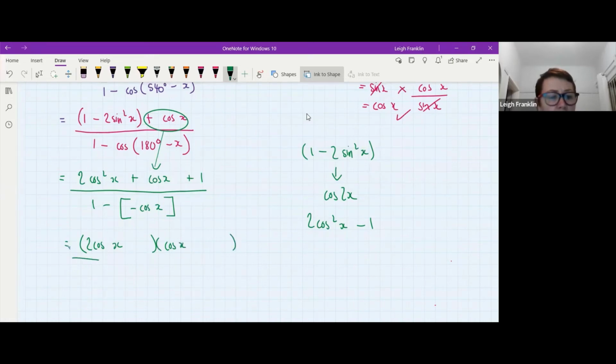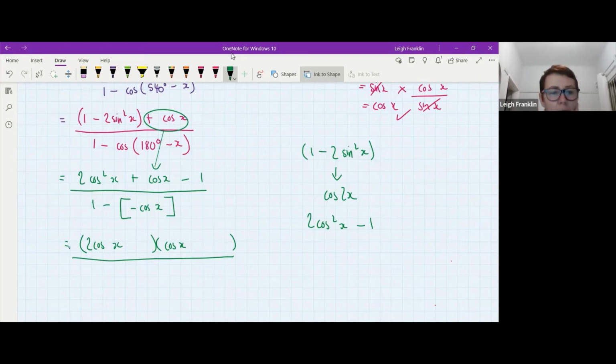Yes, Aisha, what's your question? Ma'am, I see that you took the cos x and put it in the middle, but since we took it from 2 cos squared x minus 1, isn't it supposed to be minus 1, not plus 1? I just don't understand how it's plus 1. Oh, sorry, you're quite right. It is minus 1. Sorry, my mistake. I don't know why I wrote plus 1. I stopped concentrating. Thank you, Aisha.